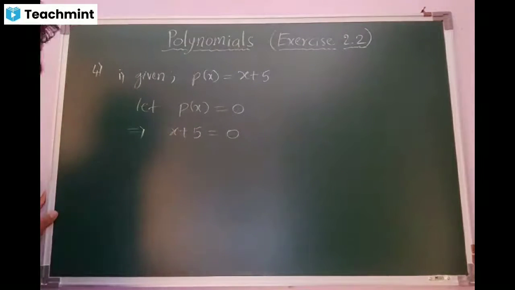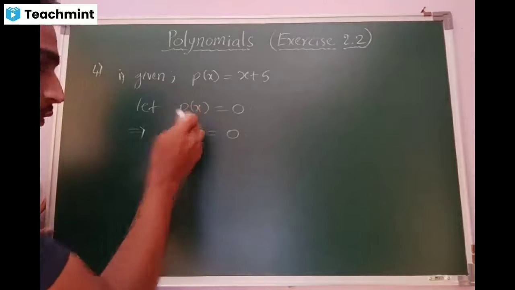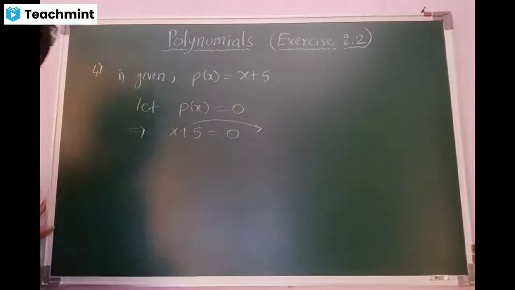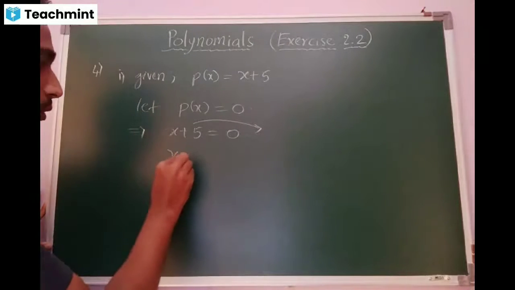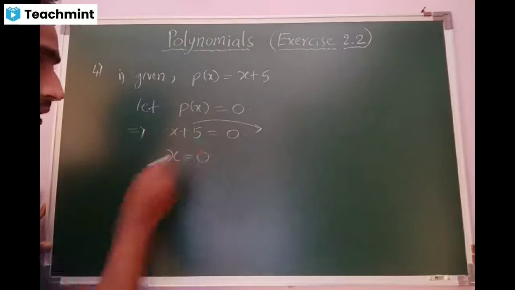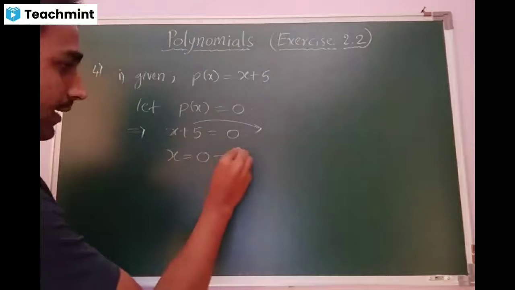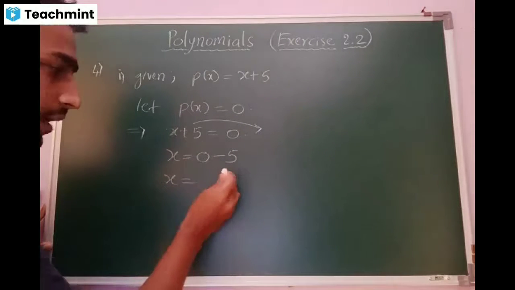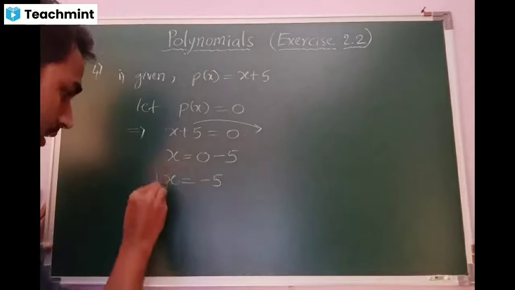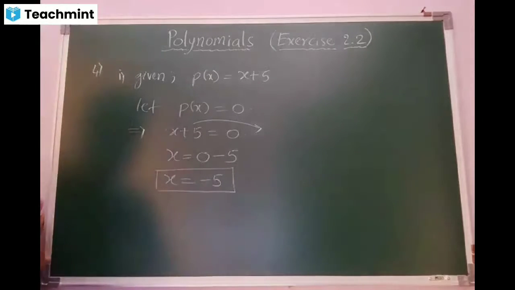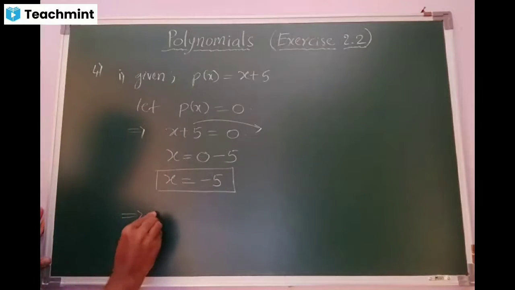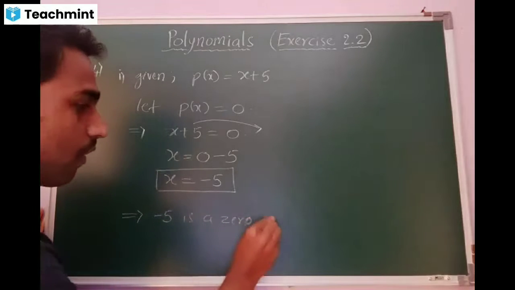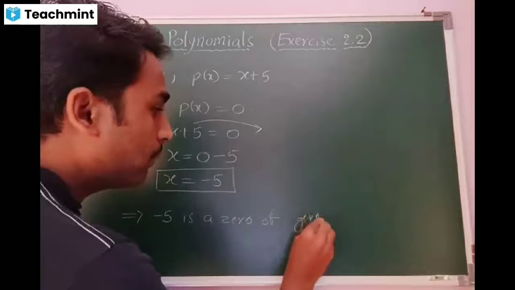Now the next work, beta, we have to send this 5 from the left side to the right side. Can you tell me, beta, what will be the concept? X is equal to minus 5. Beta, in 0, remove 5, you will get minus 5 as the answer. Correct, beta? Yes, sir. This implies minus 5 is a 0 of the given polynomial.